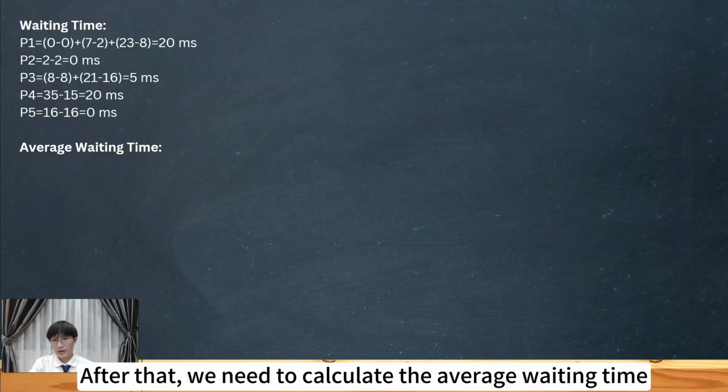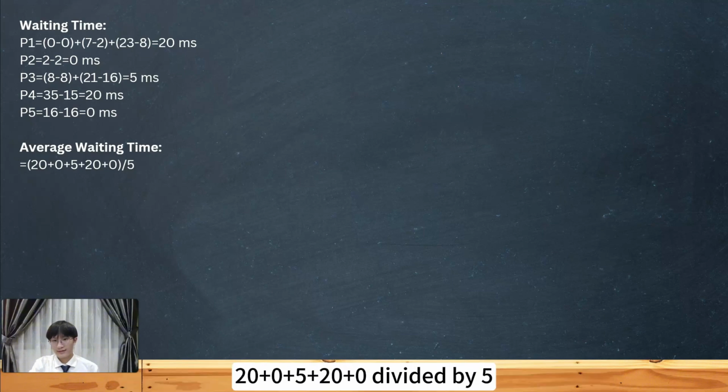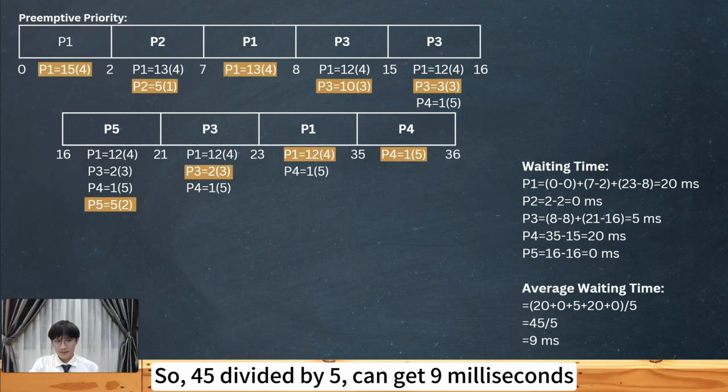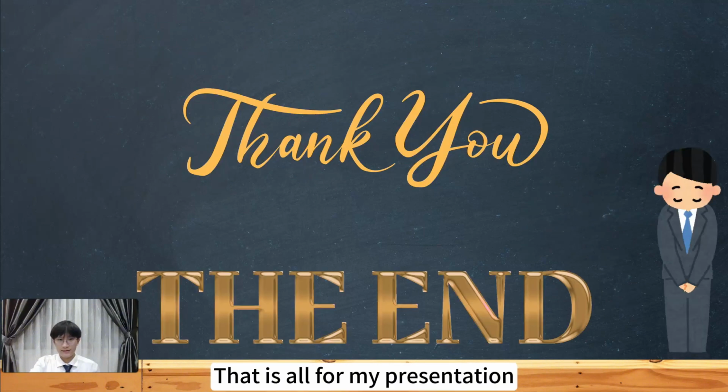After that, we need to calculate the average waiting time. So add up all the waiting times and then divide by 5. 20 plus 0 plus 5 plus 20 plus 0 divided by 5. So 45 divided by 5 can get 9 milliseconds. So this is the conclusion. That is all for my presentation.